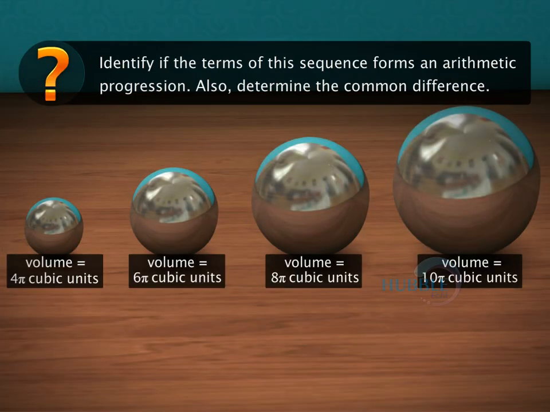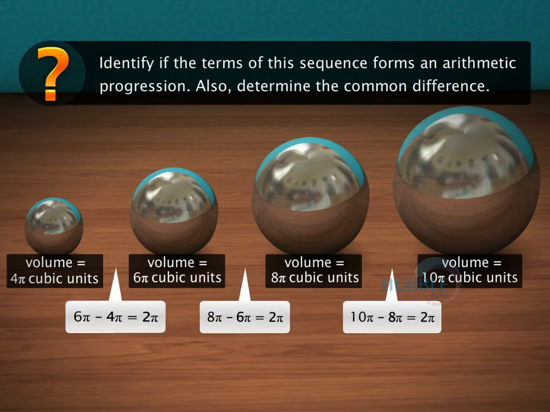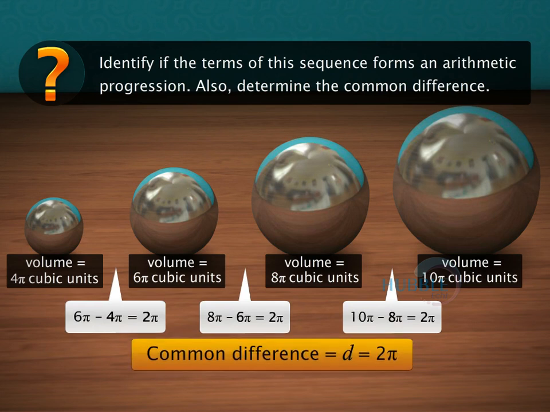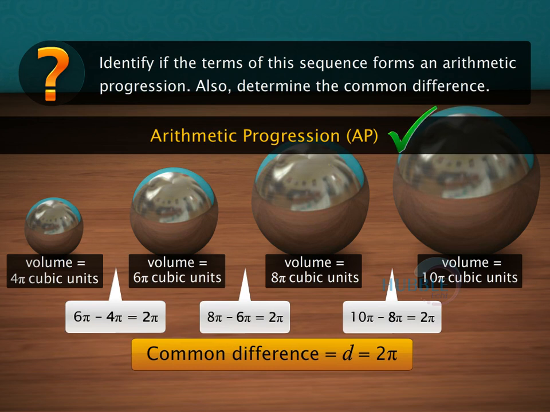Now, you identify if the terms of this sequence form an arithmetic progression. Also, determine the common difference. In this example, the difference between any two consecutive terms, that is, common difference, is 2π. Therefore, we say that this sequence of numbers is an arithmetic progression with a common difference 2π.